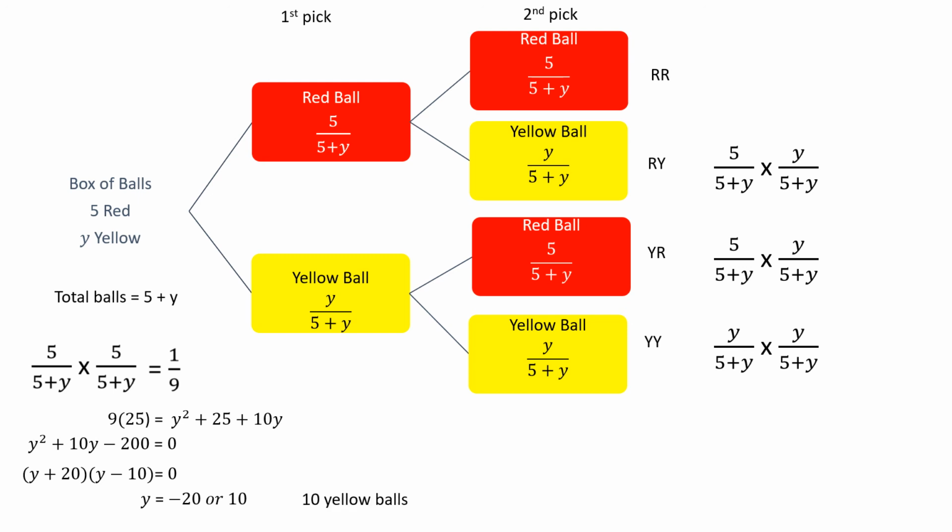Therefore, we have 10 yellow balls. In the beginning, we said we have 5 plus Y balls, so in total we have 15 balls.